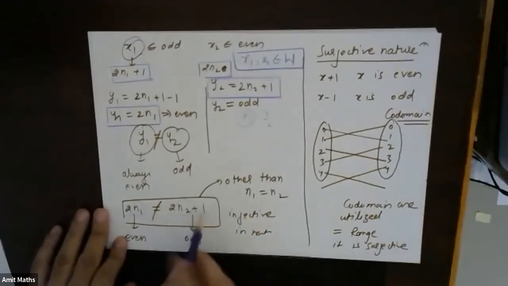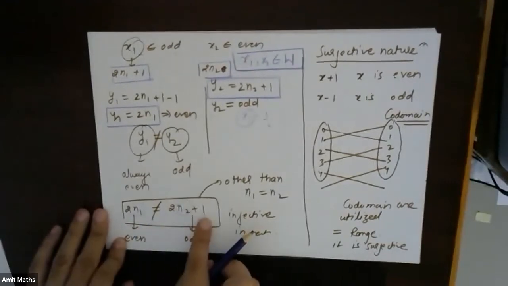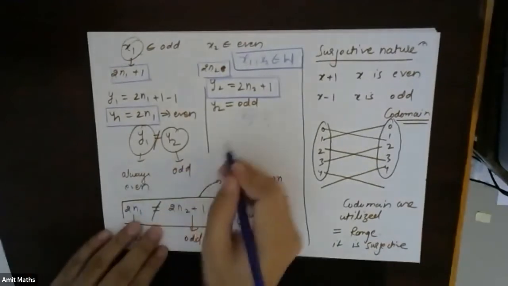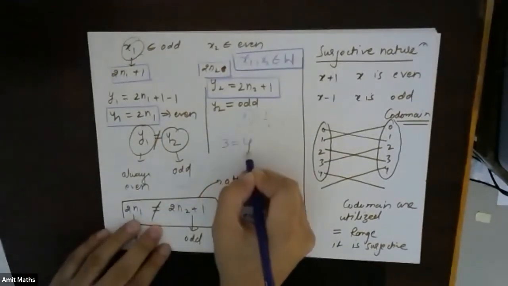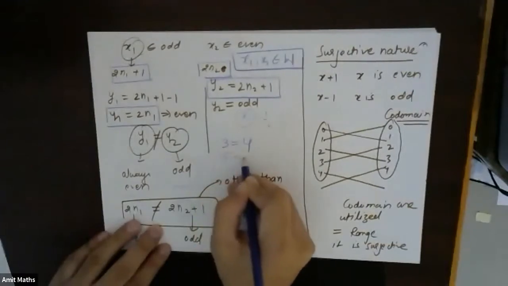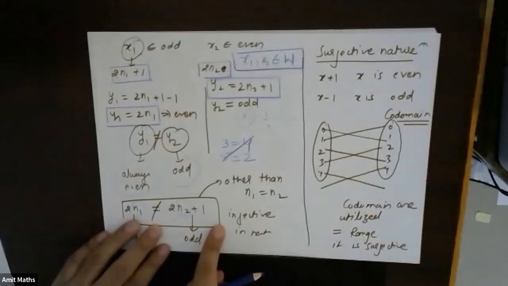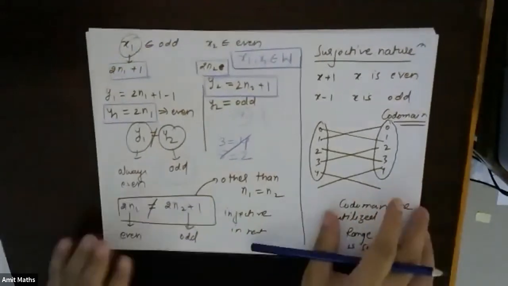So this is the case we are getting, but this is not possible because y1 is always even and y2 is always odd. Why can we not substitute 3 equals 4? We cannot substitute 5 equals 2. Understood? This is what we are doing. Now, this was for injective.